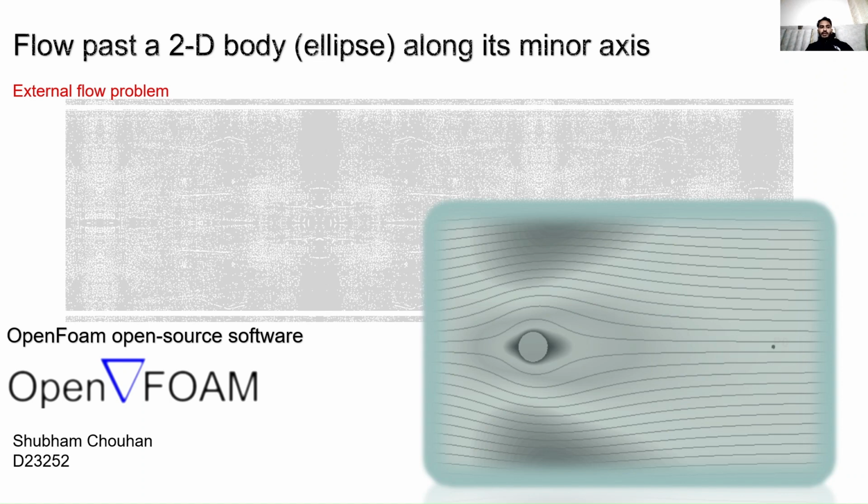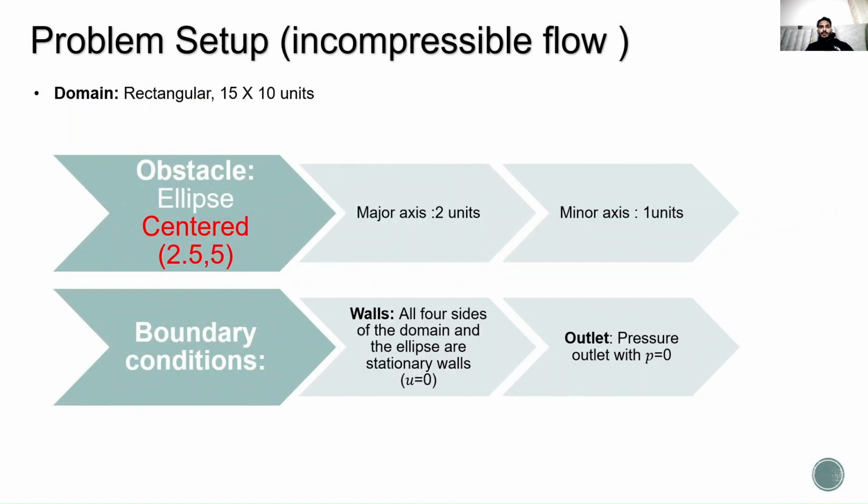In this we will discuss a problem setup, which is considered here. The incompressible flow is there, and the rectangular domain of 15 into 10 units will be there. The obstacle will be an ellipse, whose center is 2.5 into 5, 2.5 in x-axis, 5 in y-axis. Major axis will be 2 units, and minor axis will be 1 unit. Boundary conditions at the walls of the ellipse will be u equal to 0, and the pressure outlet will be p equal to 0.